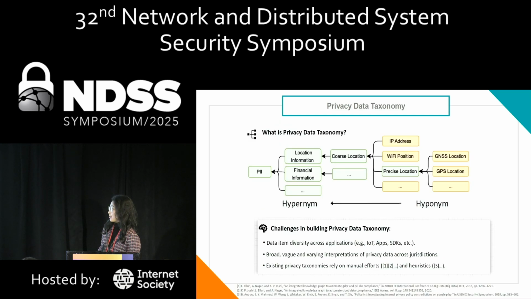So let's take a deep look at what a privacy data taxonomy is. It is essentially a structured hierarchy. It links specific data items to broader and more general terms through hypernym relationships. As we can see, it helps us capture the relationship between restricted data by data types, like location information and financial information, and also by the level of granularity, like coarse location, which is a hypernym of precise location.